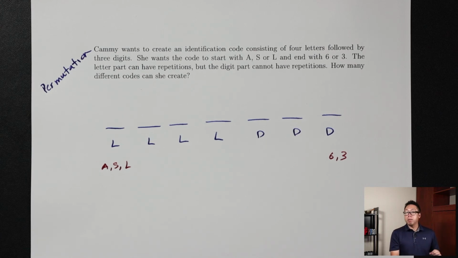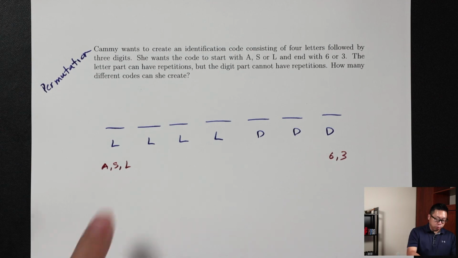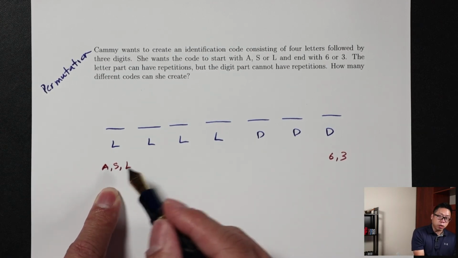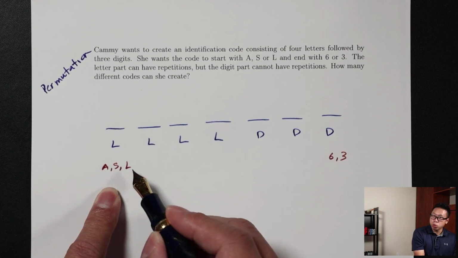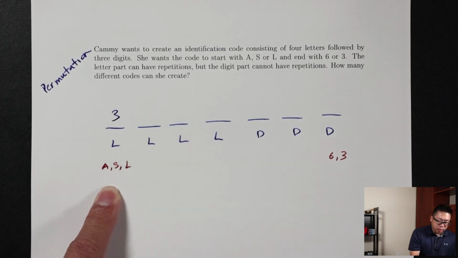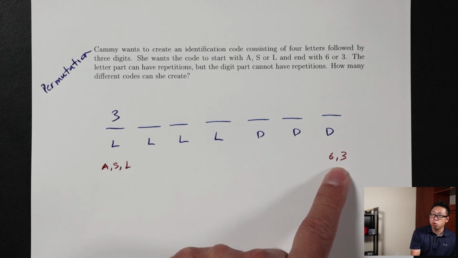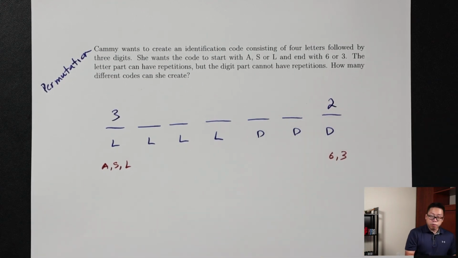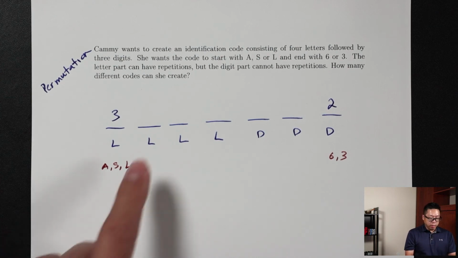For each blank, go through and write down the number of options. Start with the most restrictive, which will be the first and last. First blank needs to be A, S, or L. So there are 1, 2, 3 options there. Last blank needs to be 6 or 3. 1, 2 options. Now for the other blanks.